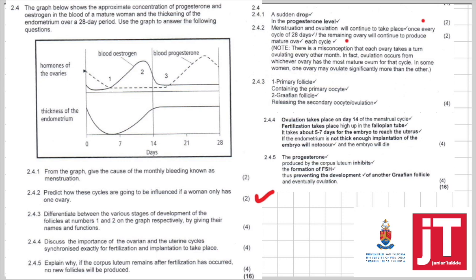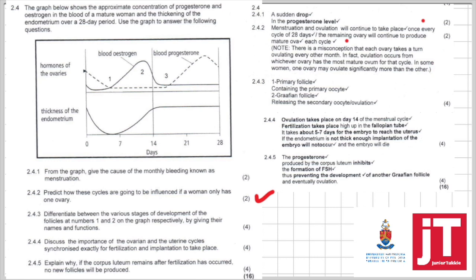Now, if you look at the note, there's a misconception that each ovary takes a turn ovulating every other month. In fact, ovulation occurs from whichever ovary has the most mature ovum for that cycle. In some women, one ovary may ovulate significantly more than the other. So that's the misconception. So make a note of this. That's a very nice question. So how the cycles are influenced if a woman has only one ovary.